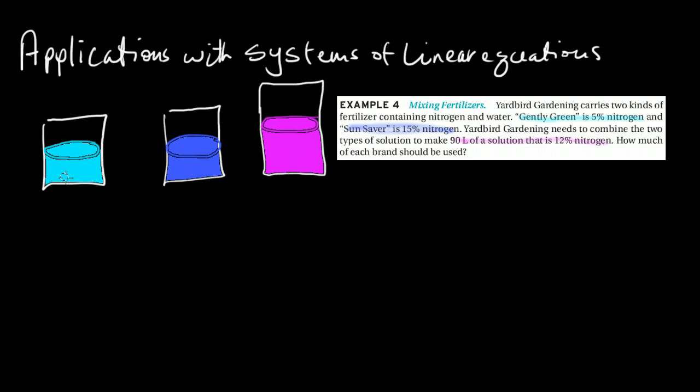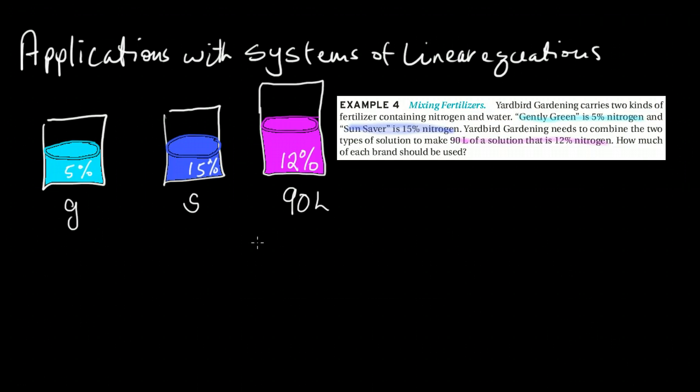So this will be our Gently Green, and that's 5%. This will be our Sunsaver, and that one is 15%. And what we want is 90 liters of this mixture solution, and that should be 12%. So to solve this system, we need to create two equations.